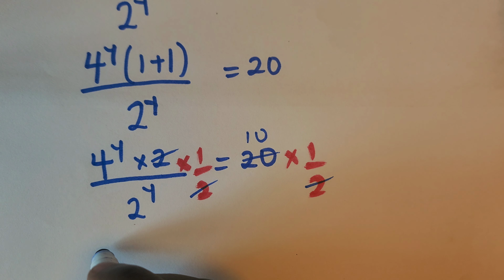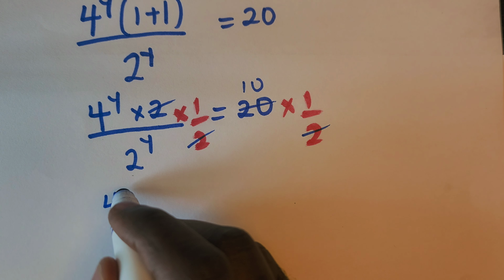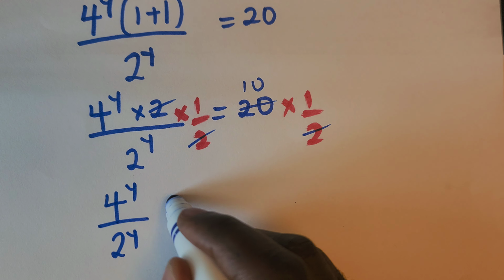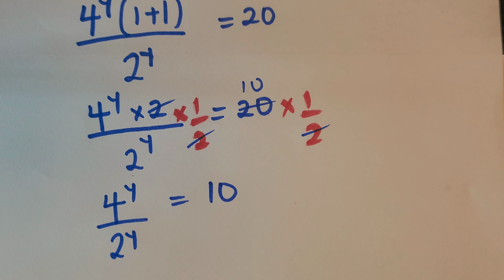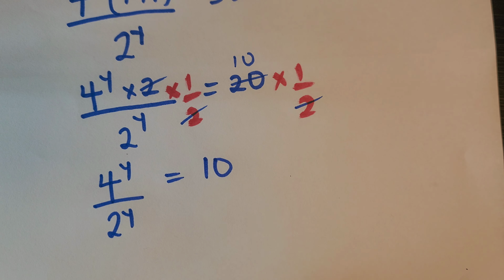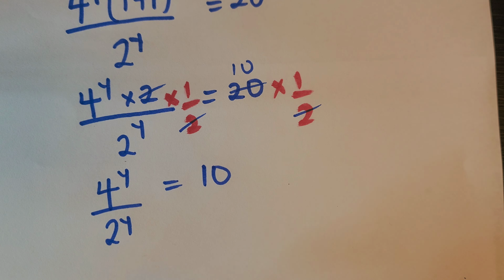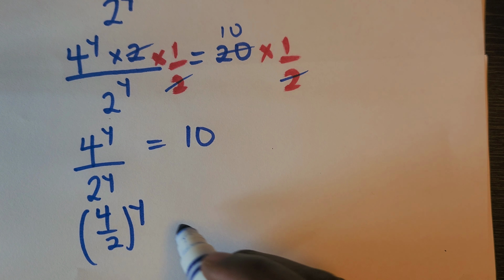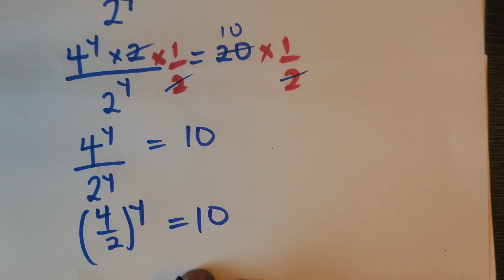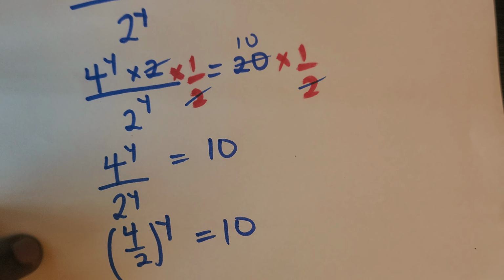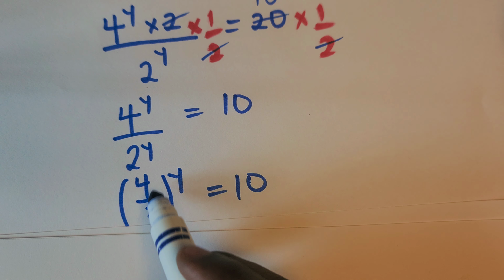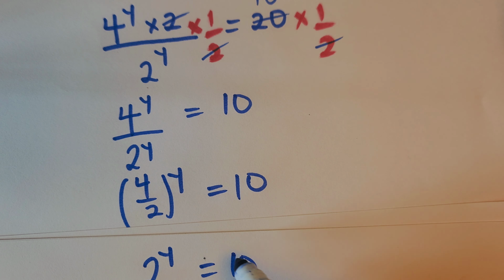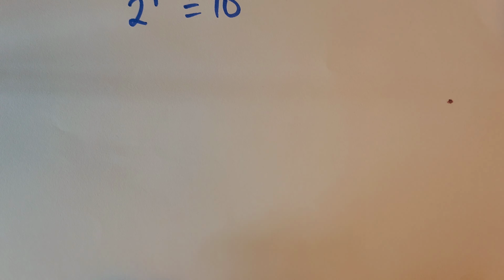So here we have 4 to the power of y divided by 2 to the power of y, which equals 10. And from here, we can further simplify by having 4 divided by 2, everything to the power of y, which equals 10. So from this, 4 divided by 2 is the same thing as 2 to the power of y, which equals 10.